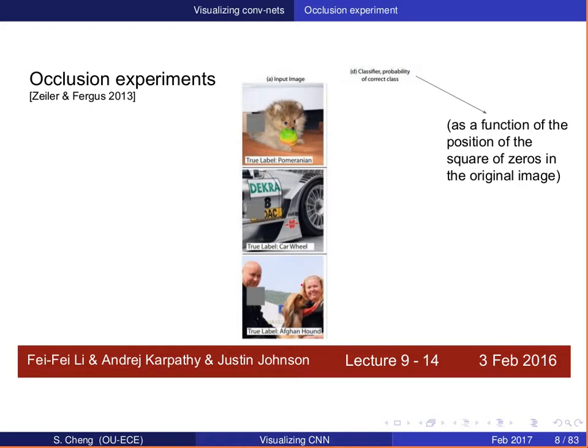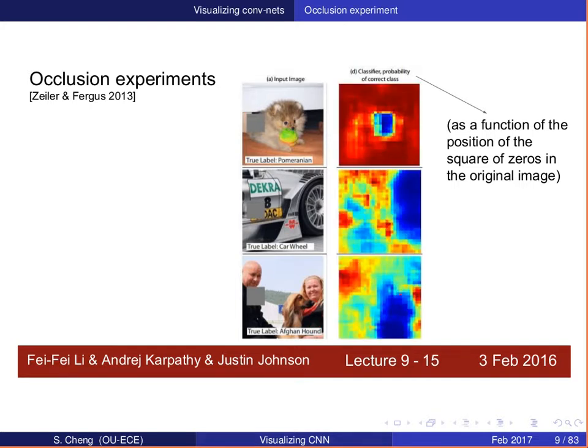Of course, if you occlude this dog's face here, then the score will go down. Actually, it will go way down. So the result is quite intuitive, kind of expected. For example, for this image, if you occlude the middle, the head of this dog here, then the score goes way down.